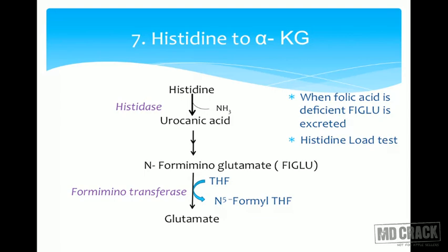So that is why you should know about histidine and its conversion to glutamate, FIGLU. So which are the amino acids which form alpha-ketoglutarate? Glutamate, glutamine. That is easy to remember.